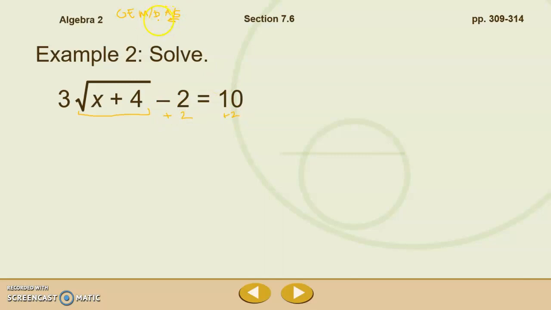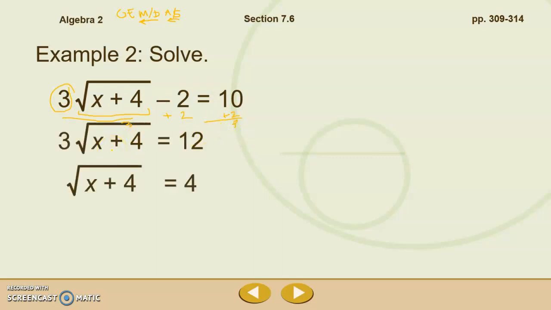And then I also see that this radical expression is being multiplied by 3. So after I add 2 to both sides, I'm then going to divide by 3. And that becomes root x plus 4 equals 4. So when I added 2, I got 12. When I divided by 3, I got 4. So that is step 1. All of this was step 1: isolate that radical.